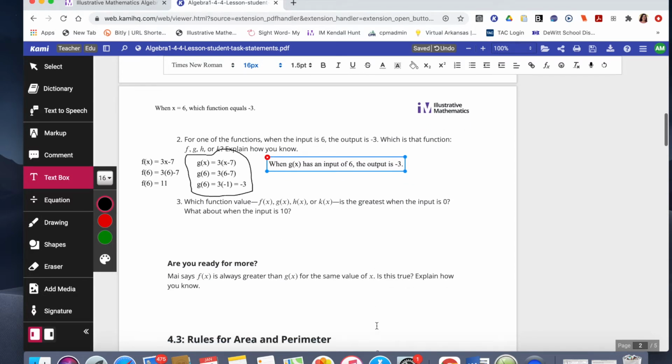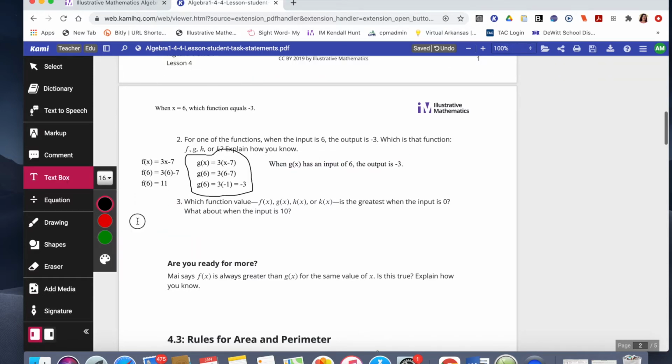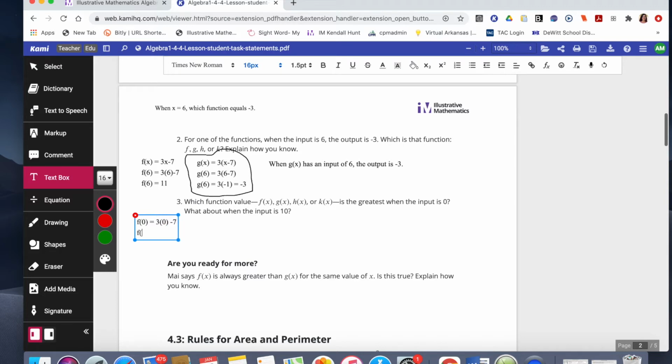Okay, so number 3, which function value f of x, g of x, or h of x, or k of x is the greatest when the input is 0? And then they say, what about when the input is 10? So first we have to plug them all in for 0. Let's look at the first one. We have 3 times 0 minus 7. Well, 3 times 0 is 0, and then minus 7 is negative 7.